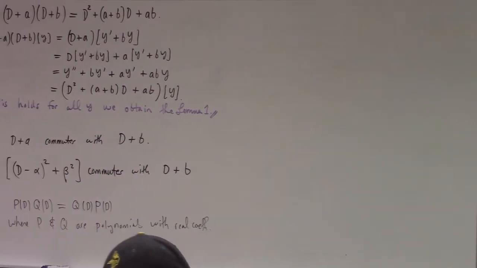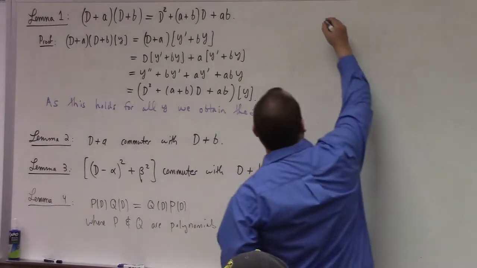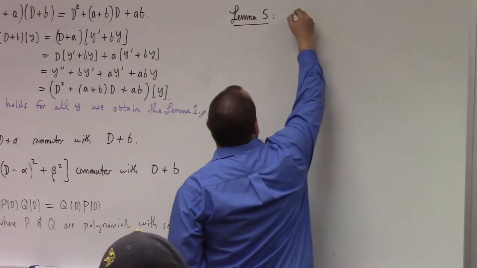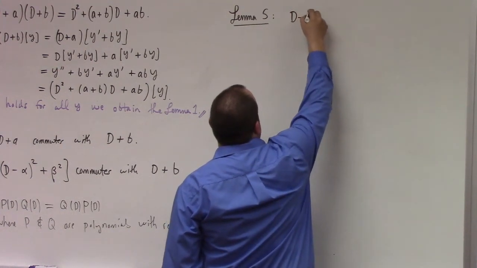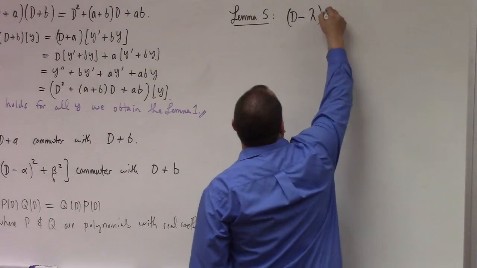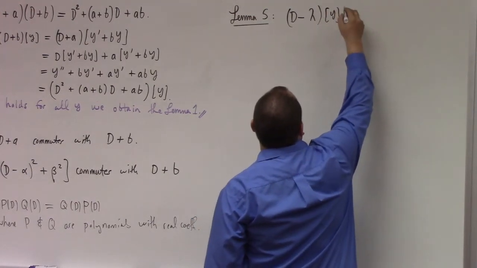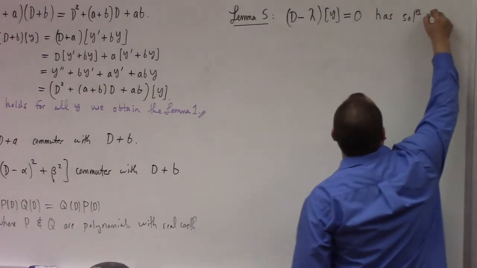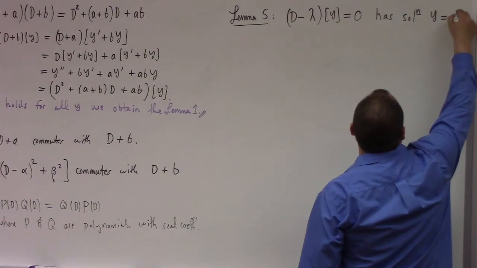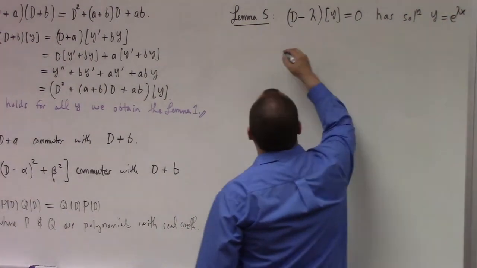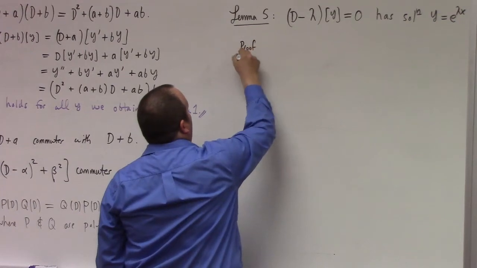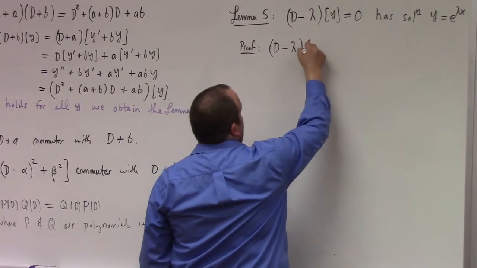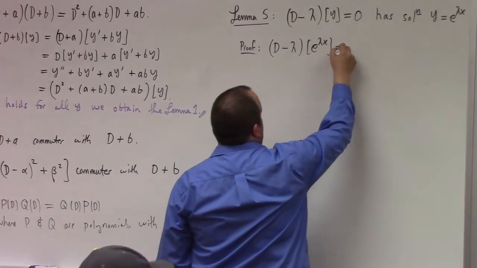All right. Lemma 5. Here it is. D minus lambda y equals to 0 has solution y equals to e to the lambda x. Proof. If we take d minus lambda and we let it operate on e to the lambda x, what does that give us?